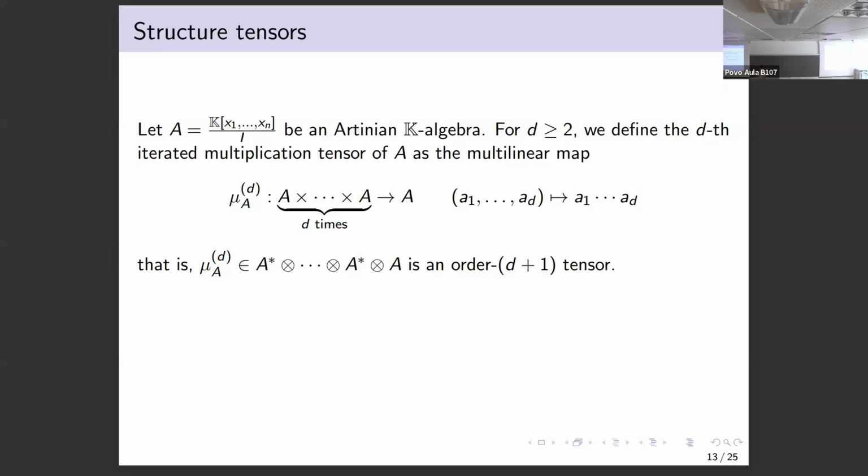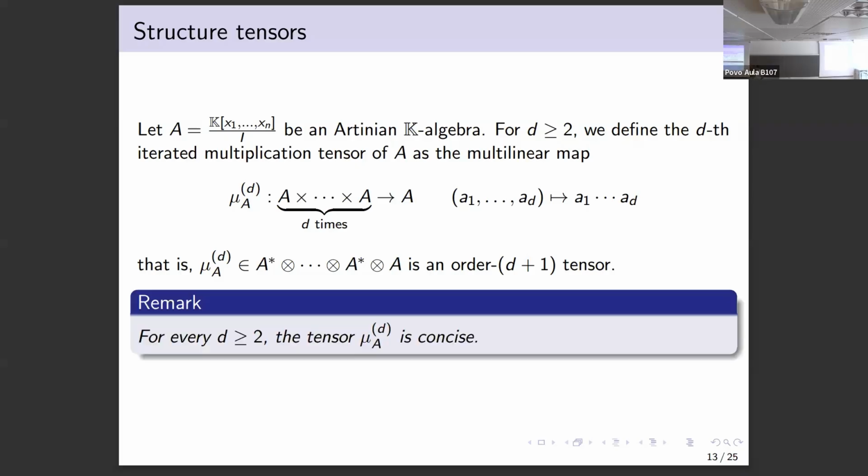And we consider the map that takes a collection of D elements in A and sends them to their product. This is linear in each of the factors due to the properties of multiplication. So this is a multilinear map, giving a tensor. And because of the way that we write tensors using duals, the first D factors of this tensor are going to be dual A, and the last one is going to be A.